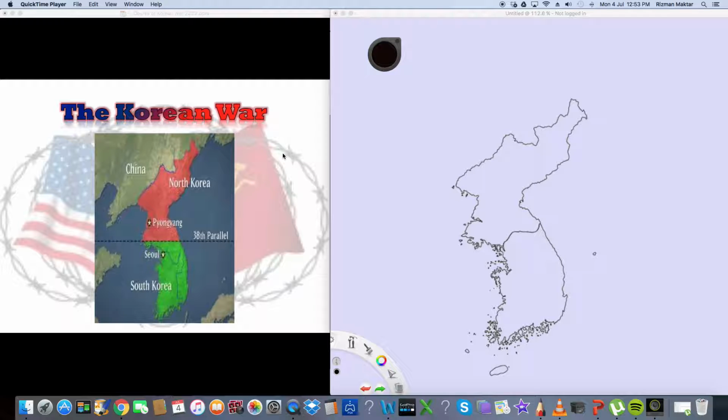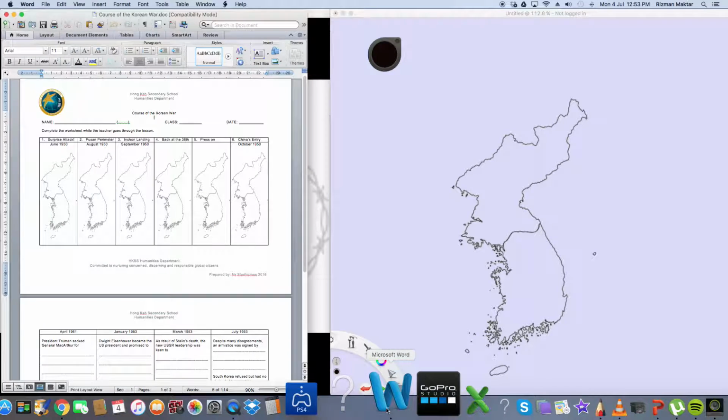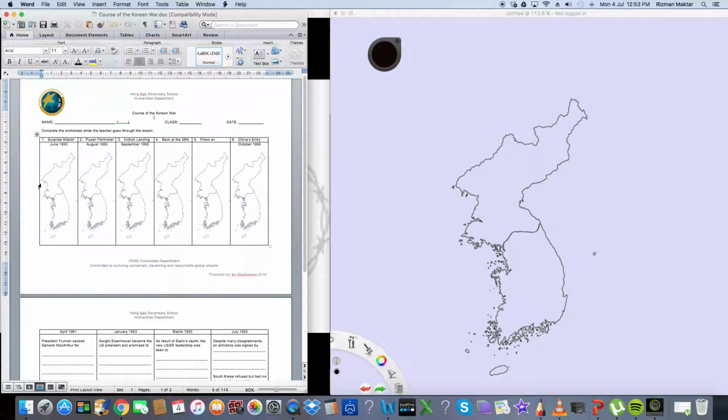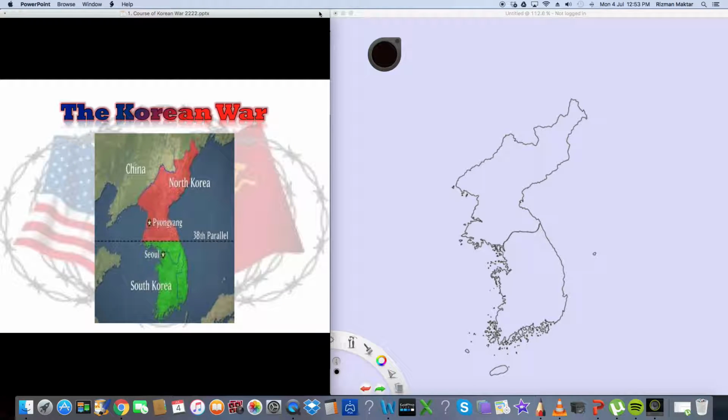For this lesson, you should have your worksheet with you. It should look like this. So we have a series of North and South Korean maps. We will indicate on them the advances as well as the attacks of the different sides at different points of the war. Okay, so let's start the lesson right now.